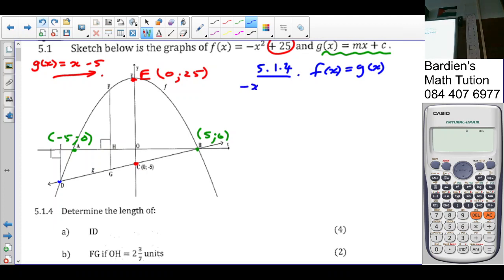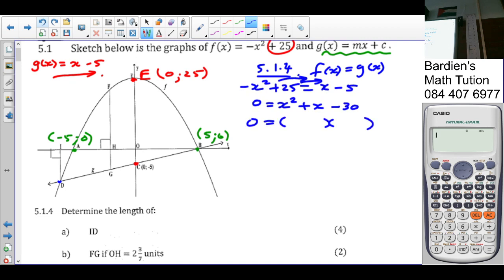So f of x, negative x squared plus 25, equals x minus 5. Now it becomes a quadratic equation. Taking everything to the other side, it's x squared plus x minus 30. So that's now a trinomial. That is x and x, 6 and 5. The bigger one must be plus, so it's plus and minus. You all okay with that?